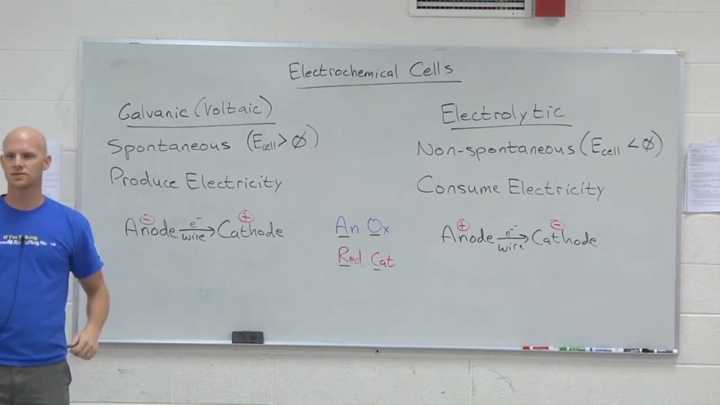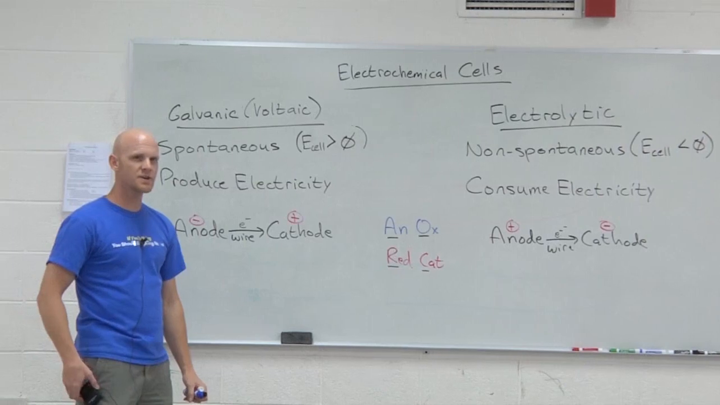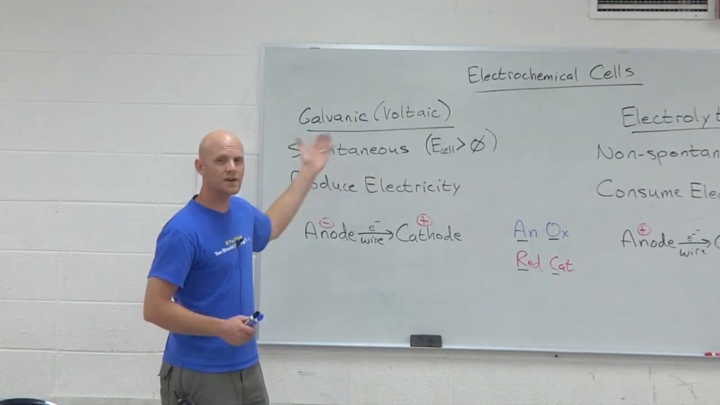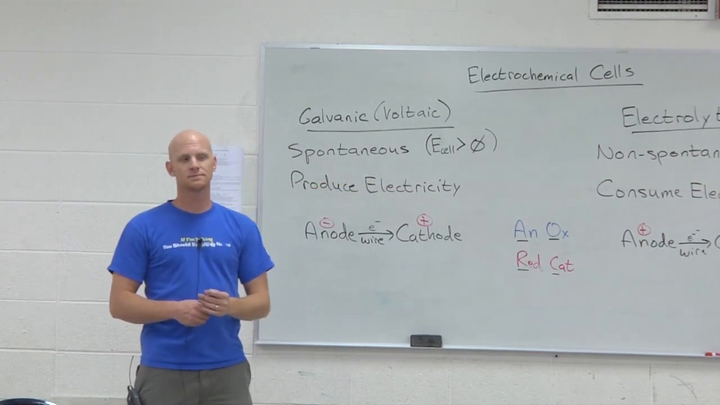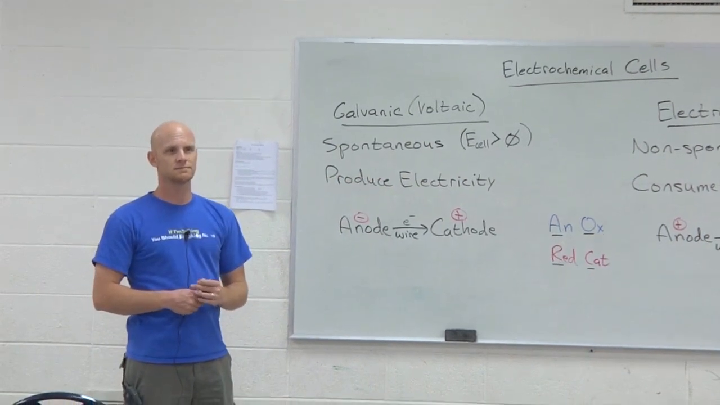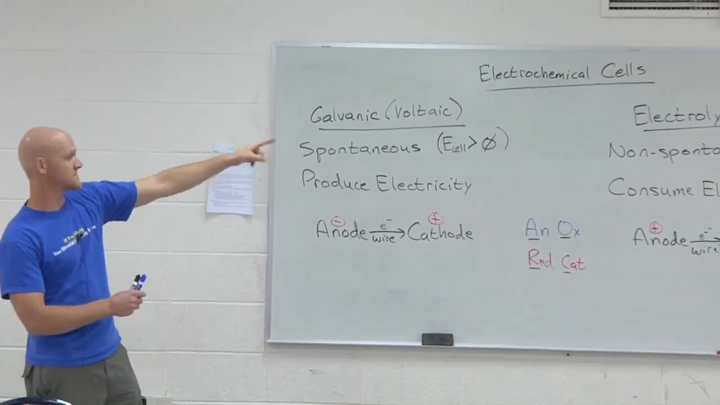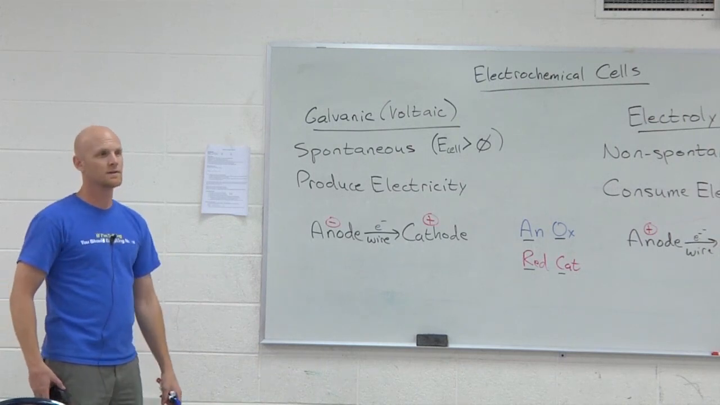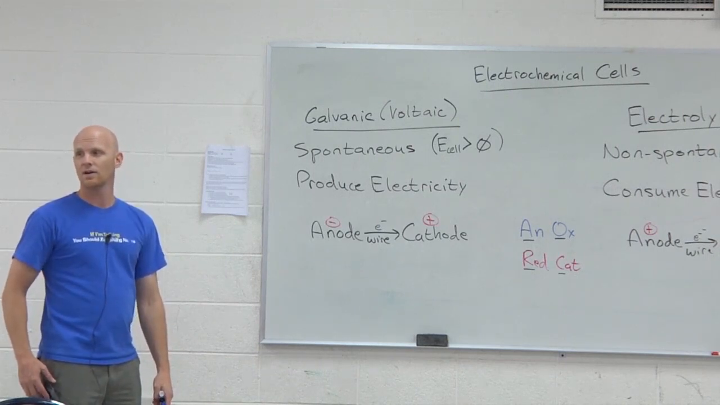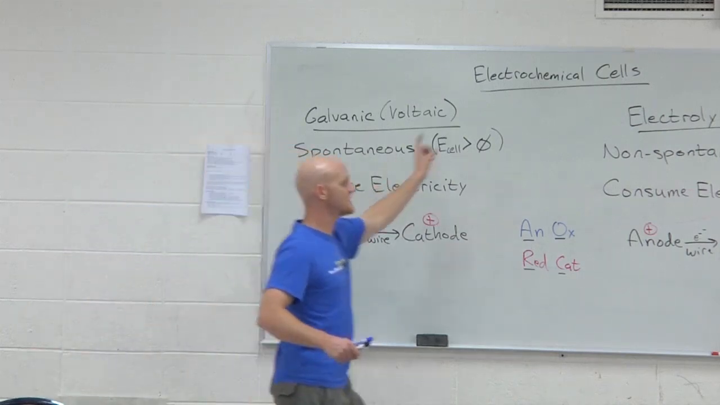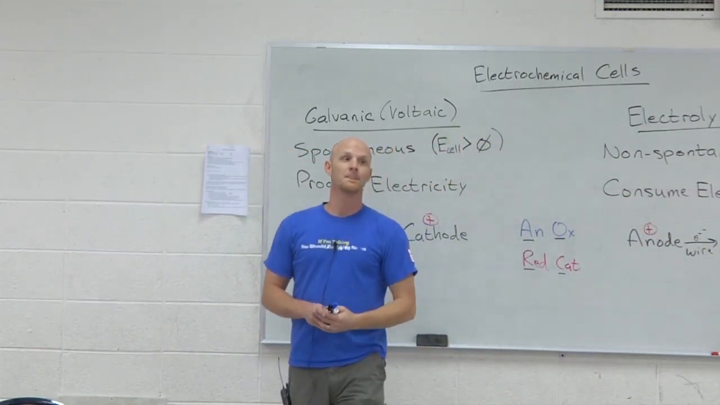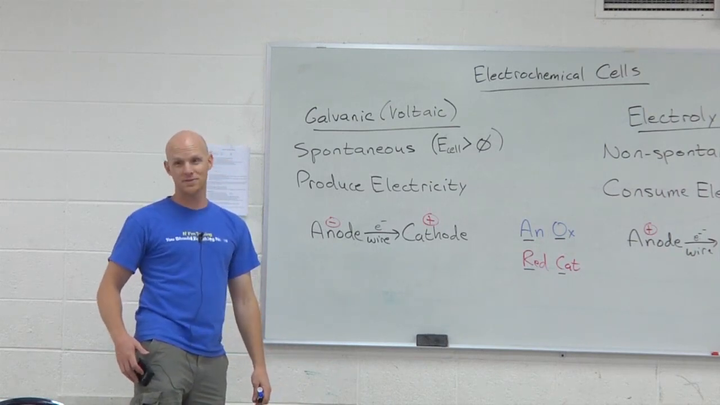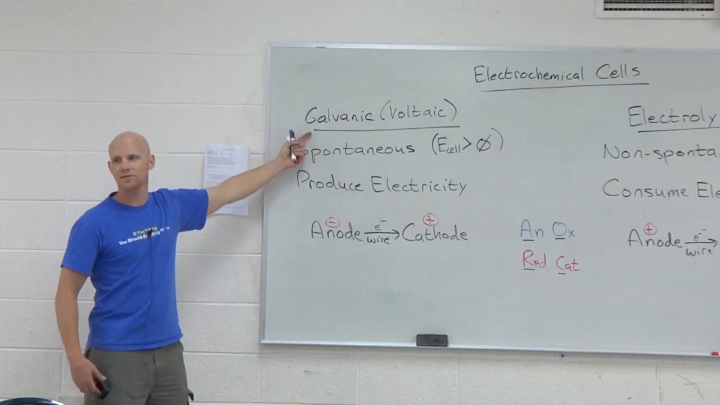If we look at my mic here, I just changed the batteries. The batteries in my mic here, AA batteries, what kind of electrochemical cell are they? These produce electricity, this uses up electricity. Are these producing electricity or using up electricity? They're producing it. And so batteries, they're your galvanic cells.